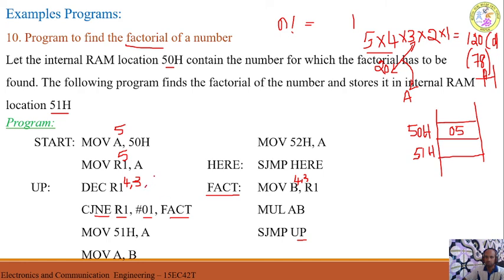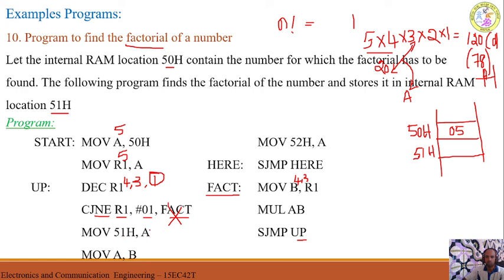Let us assume that at some point of time this R1 becomes 1. Then what will it do? Compare and CJNE, compare and jump if not equal. Whether these two are not equal? No. These two are equal. Therefore don't go here. Execute the next instruction. What is the next instruction?